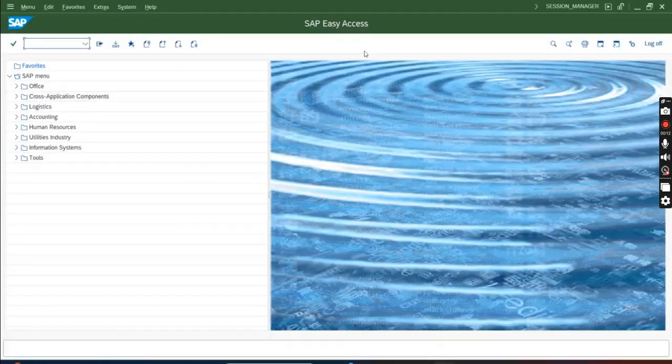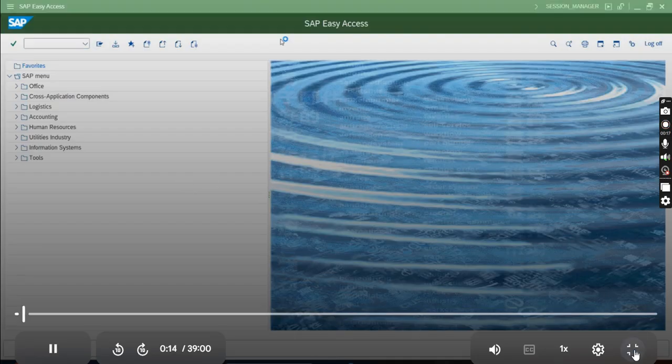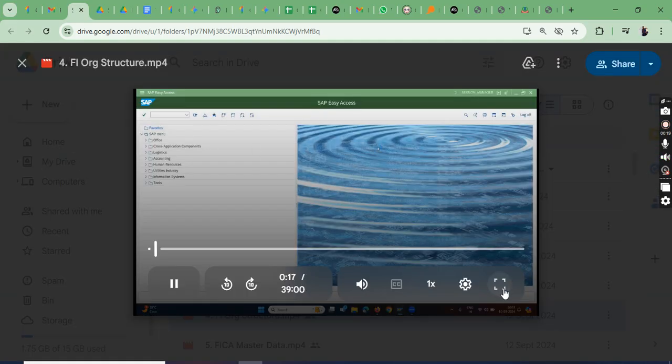So we were creating the organization structure of FI. Let me see. Do I see everyone? Okay.